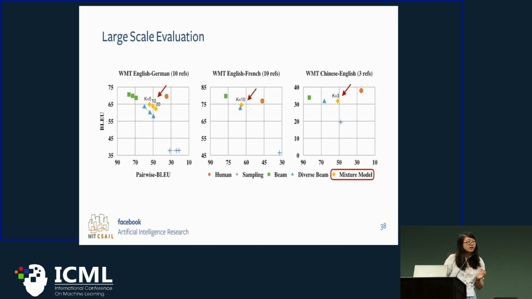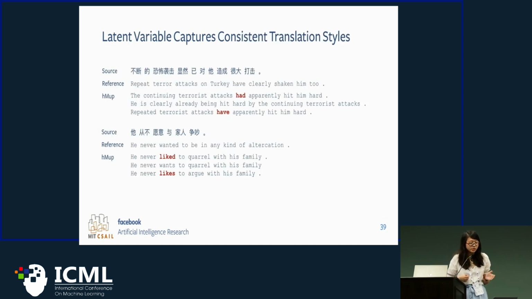We also find that our latent variable model can capture consistent styles across different examples, such as tense when translating from Chinese to English. Chinese doesn't have tense unless a time phrase is explicitly stated. So the first component tends to translate with past tense, whereas the third component tends to translate with present tense.